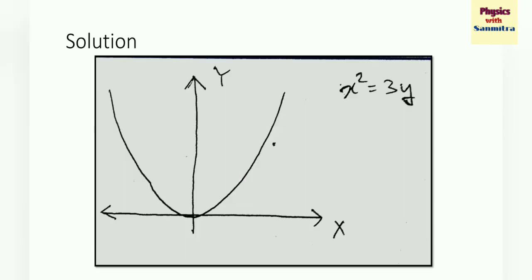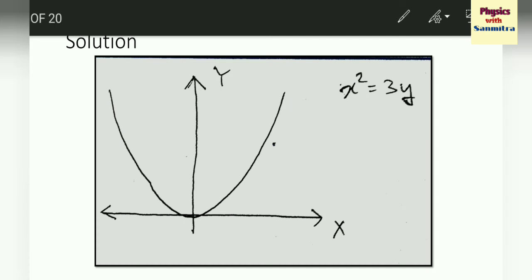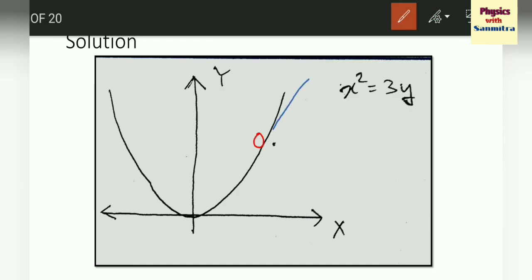Let's do it. This is x square is equal to 3y. It will look like this. Now I am assuming that the insect has climbed up to a height h, and after that it cannot climb any further. Here I will draw the tangent. If I draw the tangent, I will get an equivalent inclined plane, and let this angle be theta.